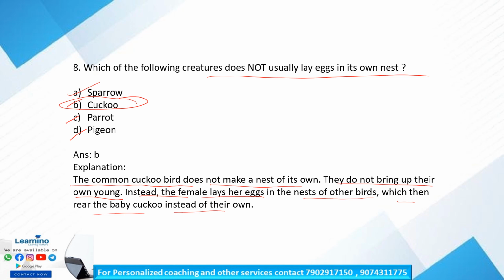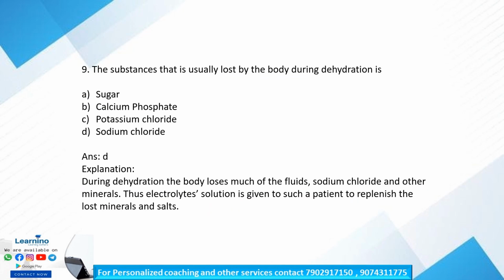Clear? So next question, question number 9. The substance which is usually lost by the body during dehydration. We all get dehydrated at some time, right? So the substance that is usually lost by the body at the time of dehydration is sodium chloride. NaCl is the substance that is usually lost by the body during dehydration. The options are sugar, calcium phosphate, potassium chloride. These are all wrong options, whereas sodium chloride is the substance lost by the body during dehydration.